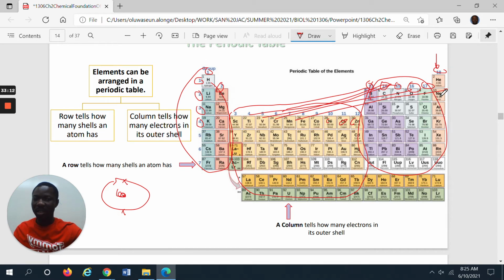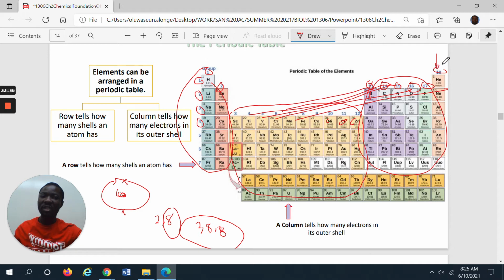Neon is number 10. It's stable as well because in the first shell we have 2, in the second shell we have 8. So it has 8 outside. It's balanced. Argon is stable too because it's going to be 2, 8, and 8. Number 18, right? 2 plus 8 is 10, plus 8 is 18. So it is balanced.